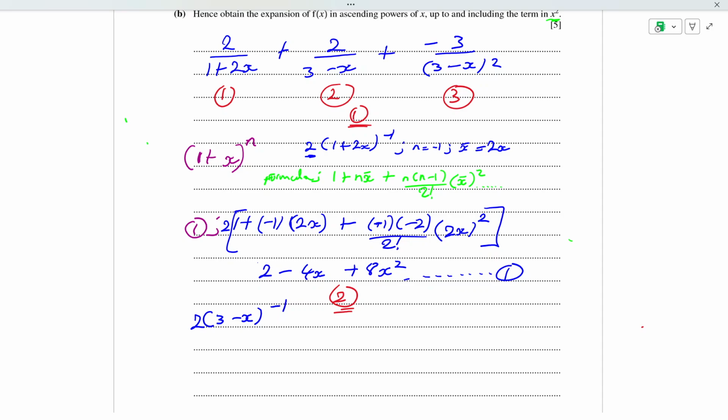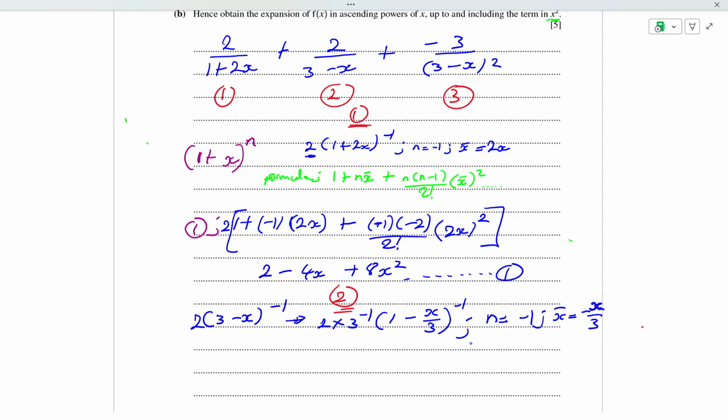We're taking the denominator and writing it to the power of negative 1. Then you want to factor out the 3, because remember, you want to put this into this form. So it becomes 2 multiplied by 3 to the negative 1, because the 3 was inside the bracket and it shares the power of negative 1, bracket 1 minus x divided by the 3 that we just factored out, to the negative 1. Thus we have our n is equal to negative 1 and our x bar is equal to negative x over 3.